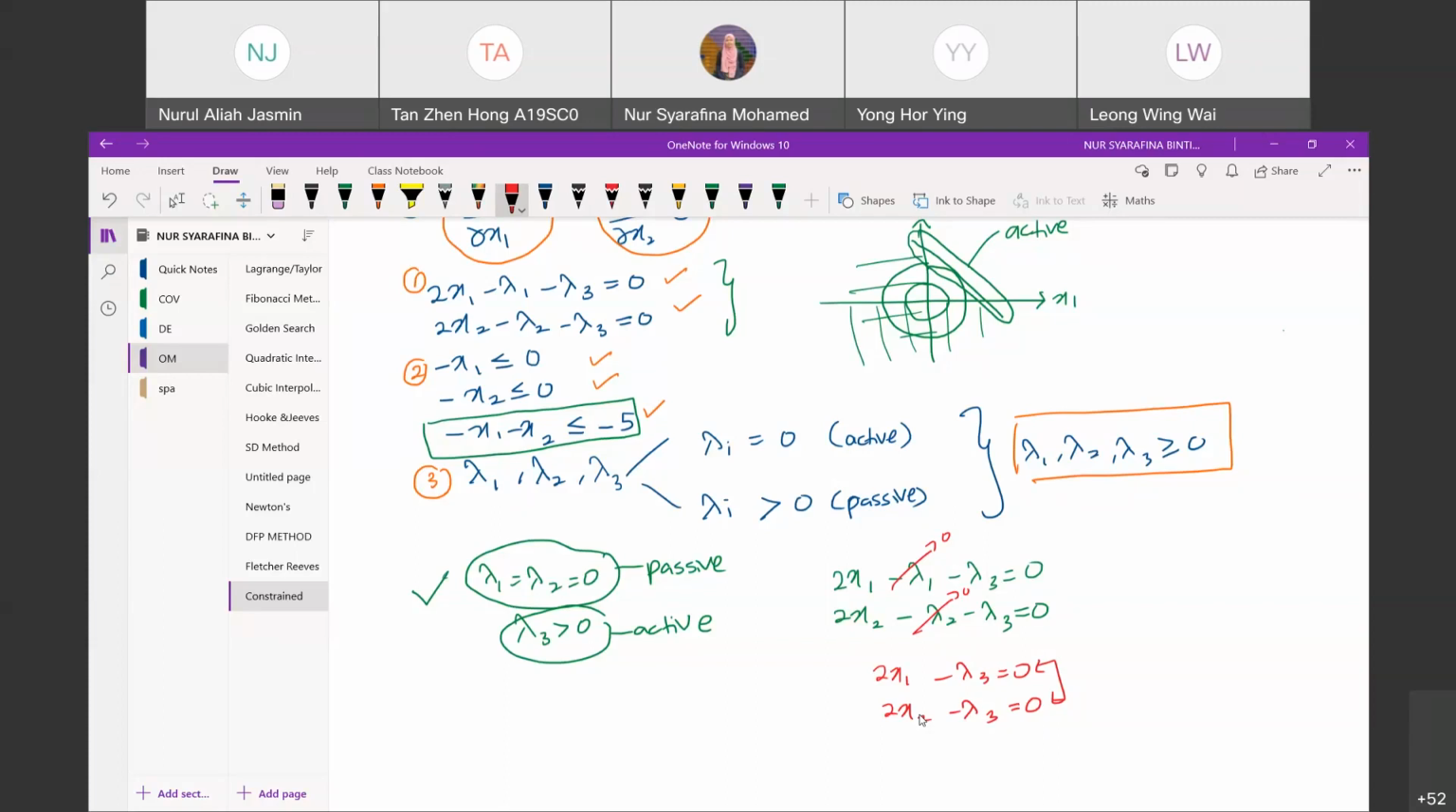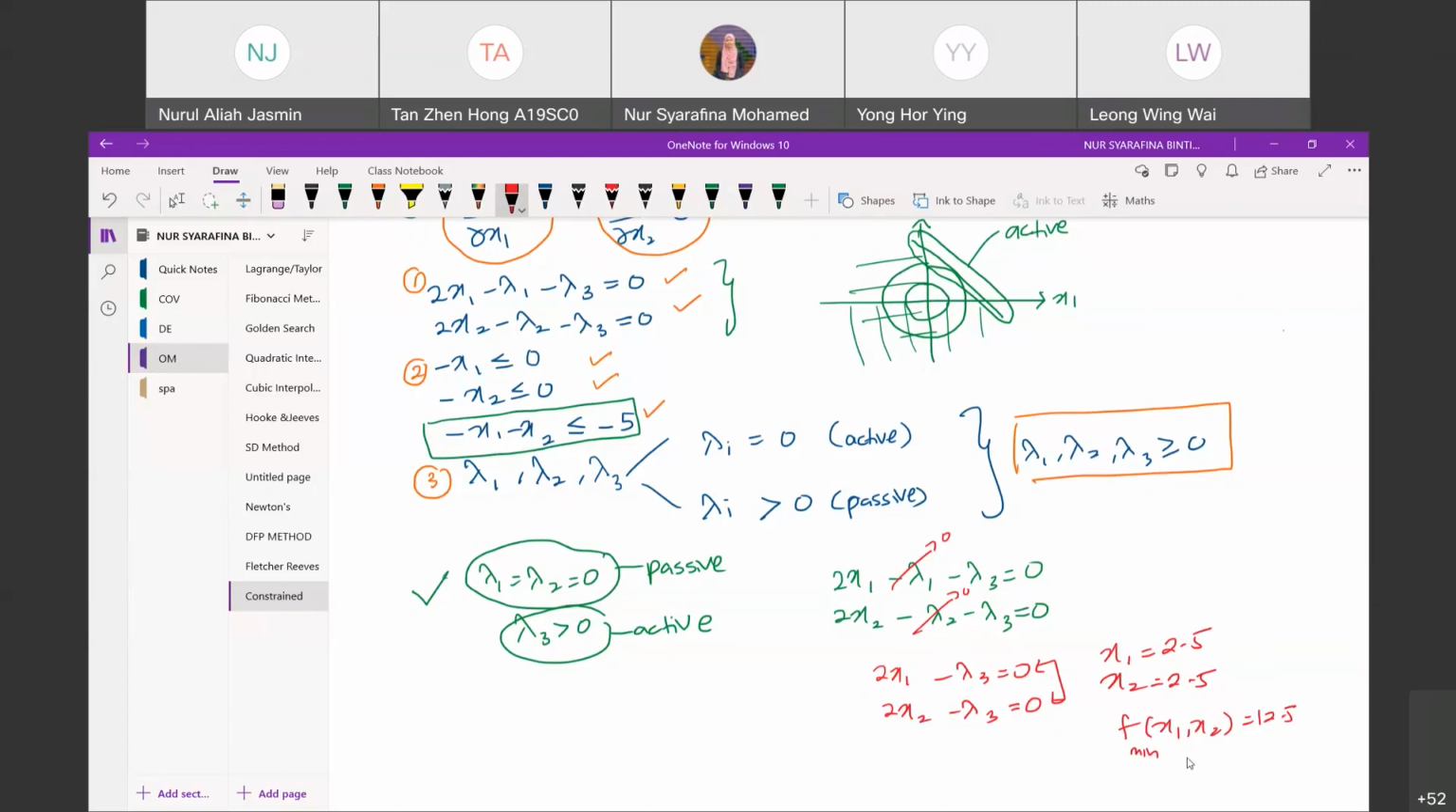So from here you can obtain x1 equals 2.5, x2 equals 2.5. Substituting into f will give you 12.5. And for this example, we know that the lambda here is passive and the lambda here is active. So we can have our minimum value and minimum point.